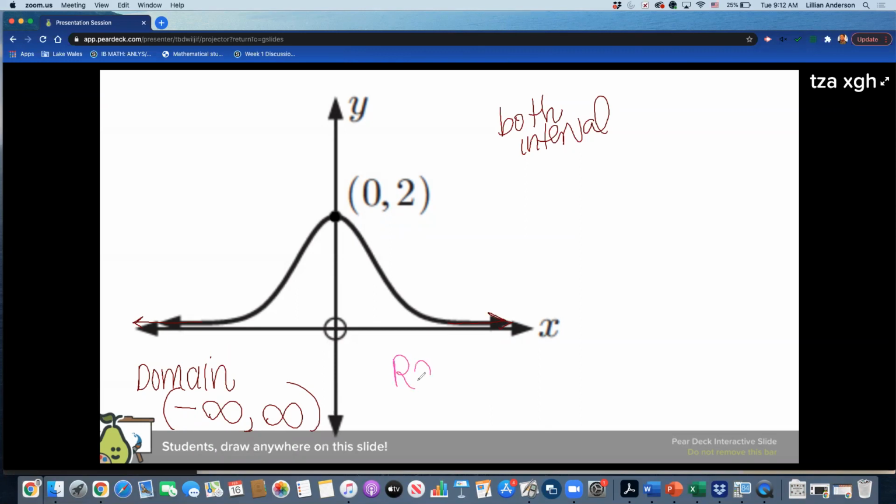The range, one of you guys, I highlighted it. One of you guys had said this when I said, what are words associated with range? One student said from the lowest to the highest. What's the lowest that this graph goes? 0. But does it ever actually equal 0? No, it does not. So because of that, you have to put a what around 0? A parenthesis. What's the highest it goes? 2. Is 2 included? Yes, it is. So you put a what? Bracket.